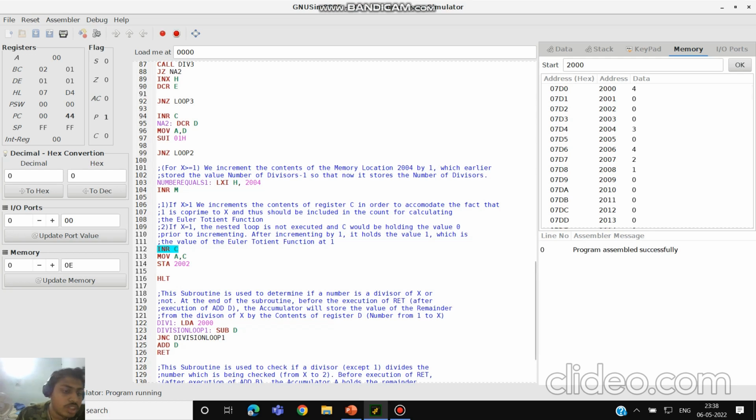And as you realized, we did not check for 1 because it is coprime to X already, so we have to increment the counter by 1 for that case. So that's why INR C, move C to A, store accumulator 2002, so we get the value 2, and then halt. So now you can see 2000 holding 4, 2002 holding 2, 2004 holding 3. That is, 4 is X, psi of 4 is 2, number of divisors is 3, the divisors 4, 2, 1. So that's for the case of 4.